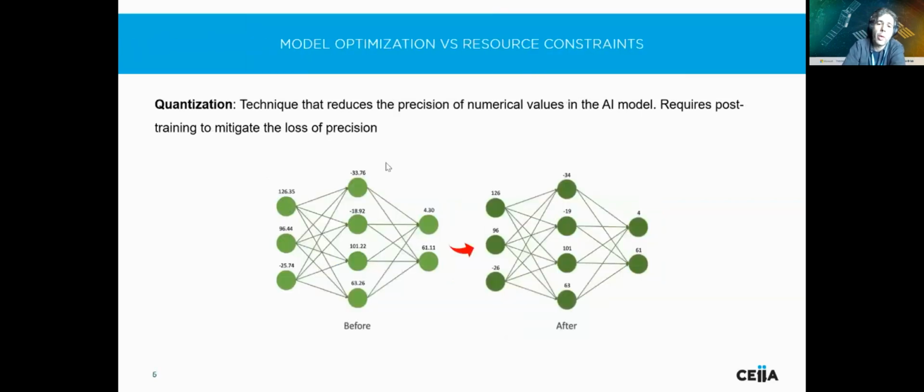The quantization technique is the one that reduces the precision of numerical values in the AI model. Typically, deep learning models use 32-bit floating point numbers for storing weights and activations. With using quantization techniques, we can convert these high precision values into lower bit precision, such as 8-bit integers. Using this technique, we can reduce the memory footprint and the computation requirements of the model.